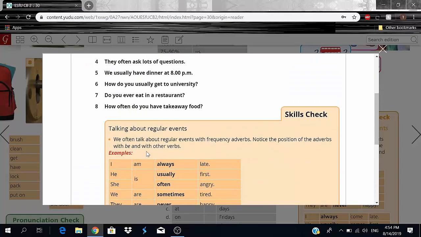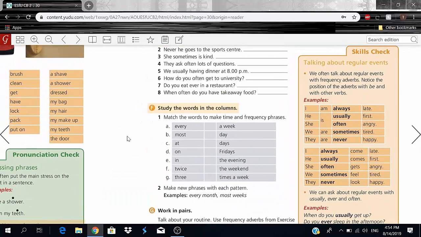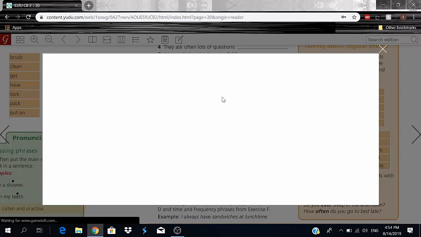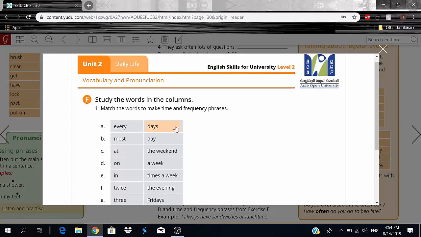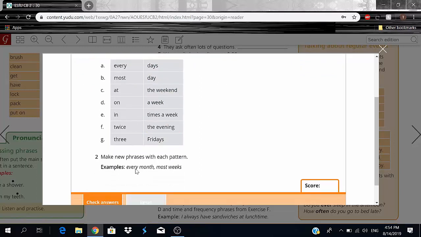Okay, pretty simple stuff. We already read the skills check. Now let's move on to exercise F. Here we have study the words in the columns and match the words to make time and frequency phrases. Okay, so let's actually open this up right here. So we're going to use these words to make time and frequency phrases. So for example, every month, every week, most weeks, 3 Fridays, things of that nature. So you'll understand once we start.